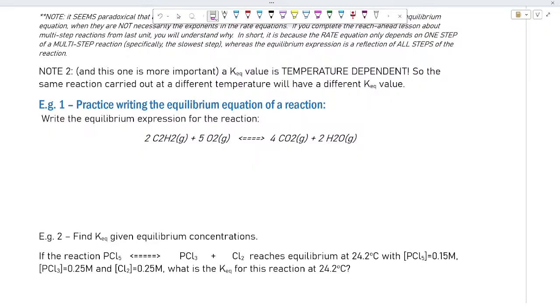All right, so write me a K equilibrium for this. Go ahead and write that for me.